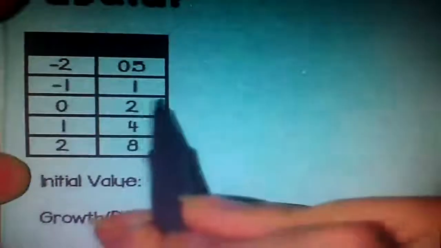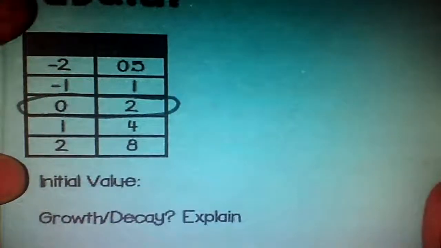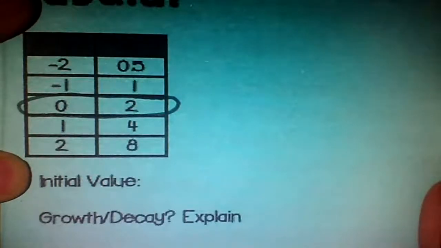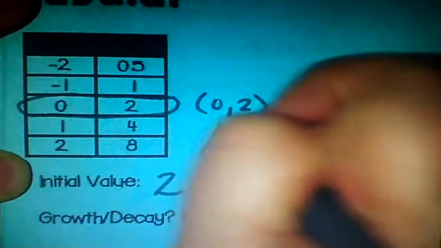It's increasing by 2, right? That has nothing to do with it. Because the x is always 0 at the initial value. Your initial value is your y-intercept. When we're at my y-intercept, that means my x value is 0. So (0, 2) makes my initial value 2. This is my y-intercept.